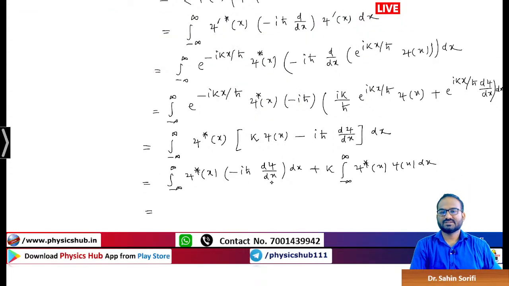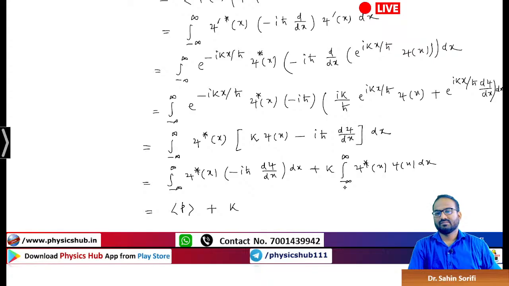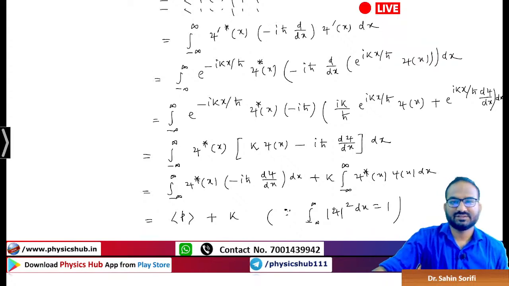And as you can see, the first term is nothing but the expectation value of momentum, psi star x, minus i h cut d dx of psi dx. So this is the expectation value of momentum plus k times what is this, minus infinity to plus infinity psi star psi dx. This is the normalization condition, that is 1. So that is why it is matching with option C.